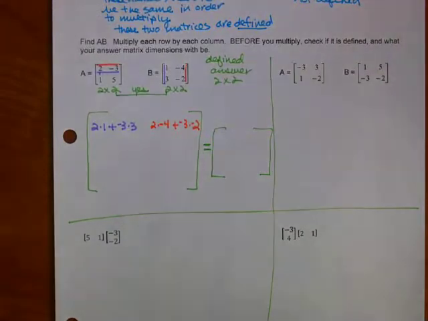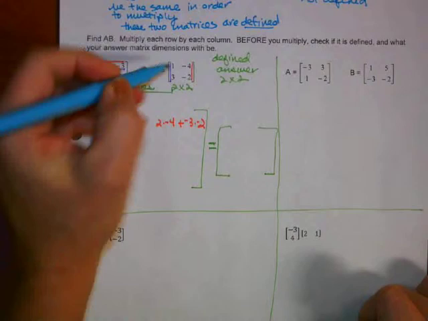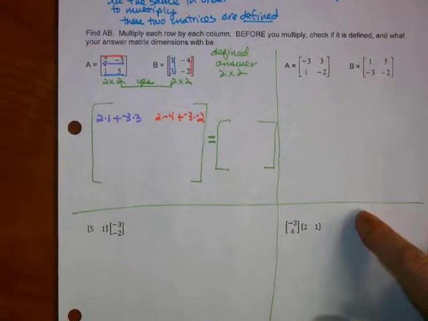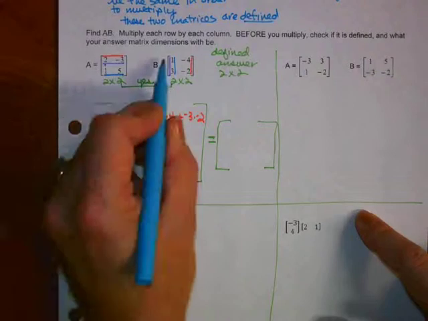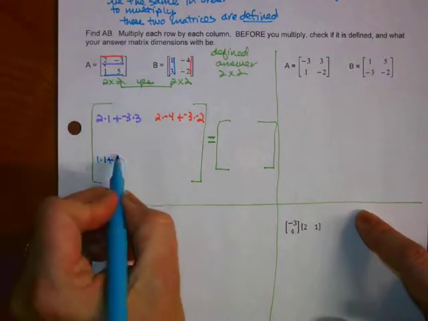You see where we're going with this? Okay, so I did the top row in both the columns. Now I have to do the bottom row in both columns. I'll just do blue, so bottom row by first column. So I'm going to do 1 times 1 plus 5 times 3.